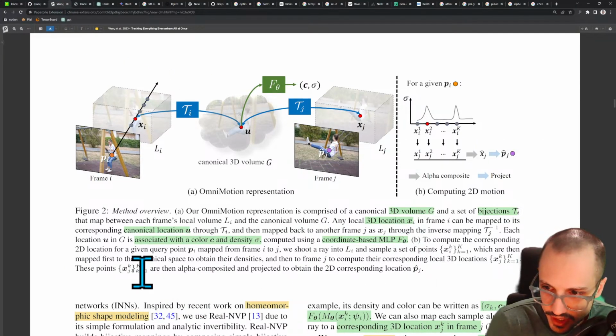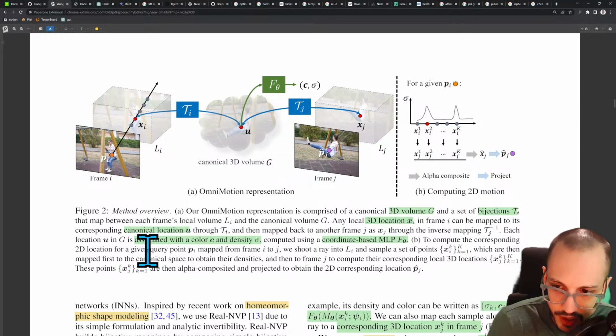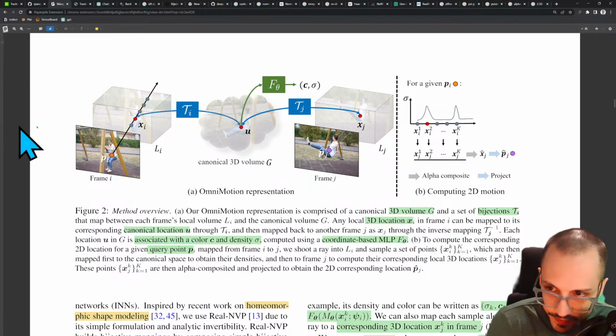To compute the corresponding 2D location for a given query point pi mapped from frame i to j, so you have these query points in pixel space. We shoot a ray into Li and sample a set of points. So you have your samples along that ray, which are then mapped first to the canonical space to obtain their densities, and then to frame j to compute their corresponding local 3D locations. These points are then alpha composited and projected to obtain the 2D corresponding location pj.